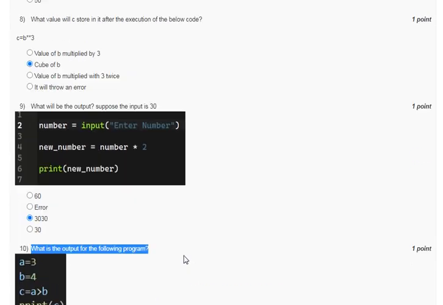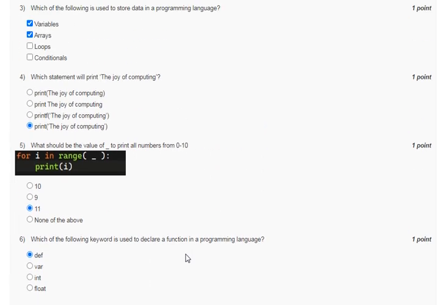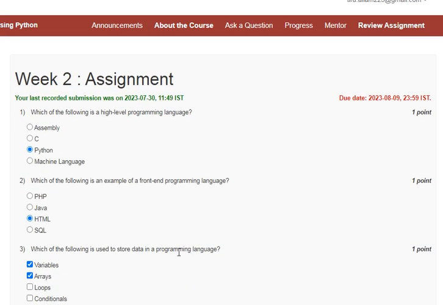So these are the answers related to the Joy of Computing using Python week 2 assignment.